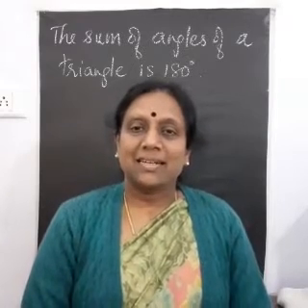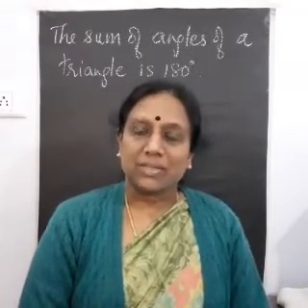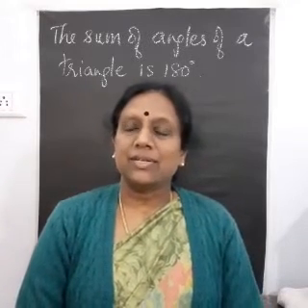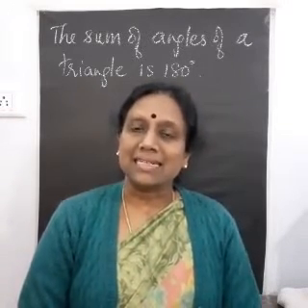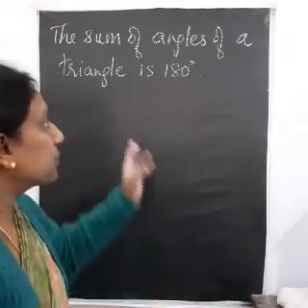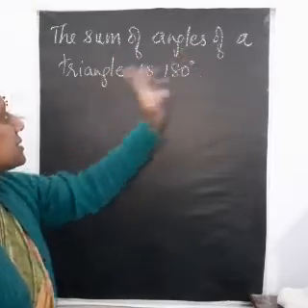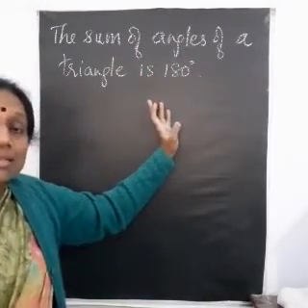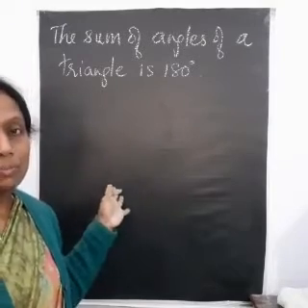Hello children, for class 9, the topic today is the continuation of lines and angles. Today we are going to deal with the angle sum property theorem for a triangle. Okay, let us prove this theorem. The sum of angles of a triangle is 180. This is something we have already learned in the lower classes. Now we are going to prove it.